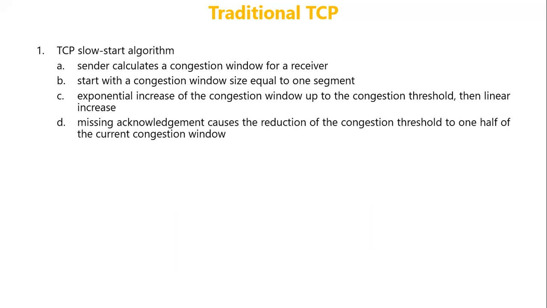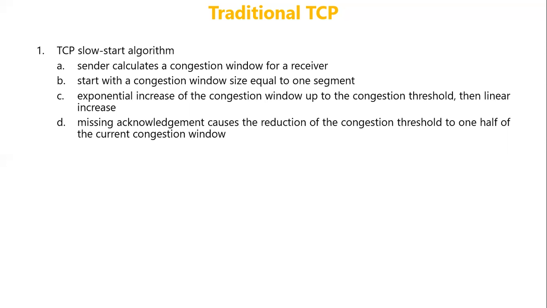So TCP's reaction to a missing acknowledgement is quite drastic. Whenever there is a missing acknowledgement, it will drastically reduce the data rate. That process is called slow start. The sender is the one which is going to reduce the data rate.